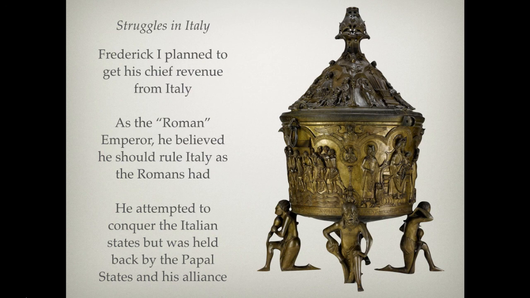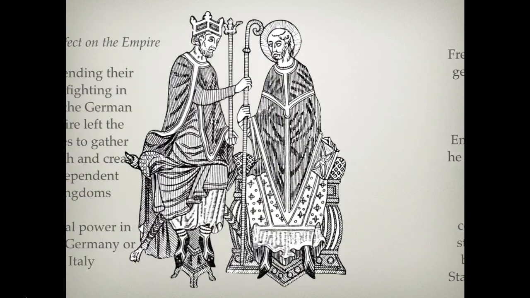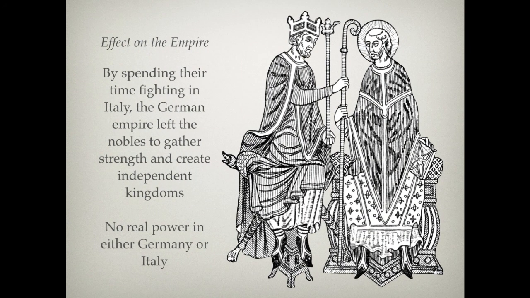But this introduces a major conflict that will exist throughout medieval history and European history in general: the kind of ambiguous relationship that emerges between the Holy Roman Empire and the papacy. And also, in general, a conflict and ambiguous identity between European kings in general and the Pope and the Roman Empire. Now, the effect on the empire, by spending their time fighting in Italy, as a result of Frederick's desire to gain more revenue in Italy, what ends up happening is that the German Empire left the nobles to gather strength and create independent kingdoms.